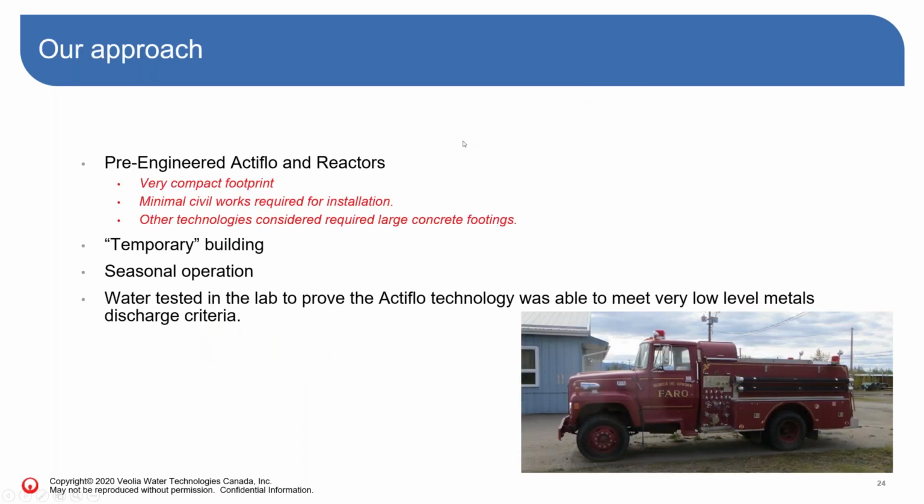So our approach there was to go with pre-engineered active flow, again, the settlers and reactors. Those have a very, very compact footprint. They don't require civil works. That actually saves a lot. We were able to actually use the foundation of the old mill building. So we had something that was reasonably level and reasonably solid. So no civil works. That actually really helped on the schedule. With anything else that we looked at, we had issues with foundation.